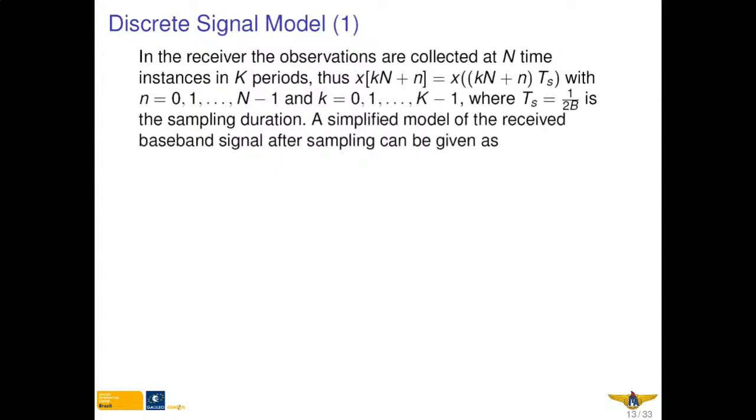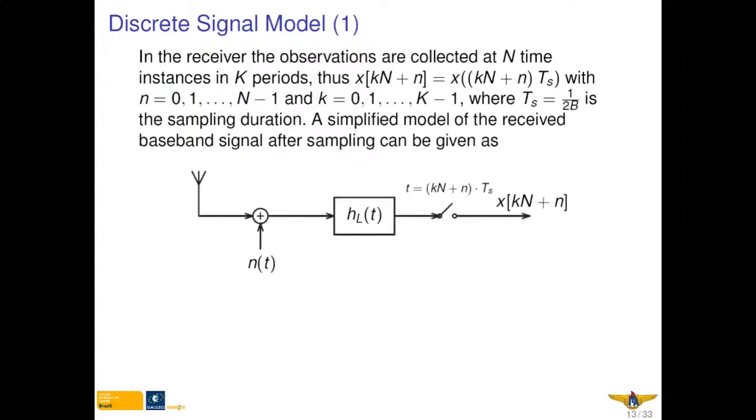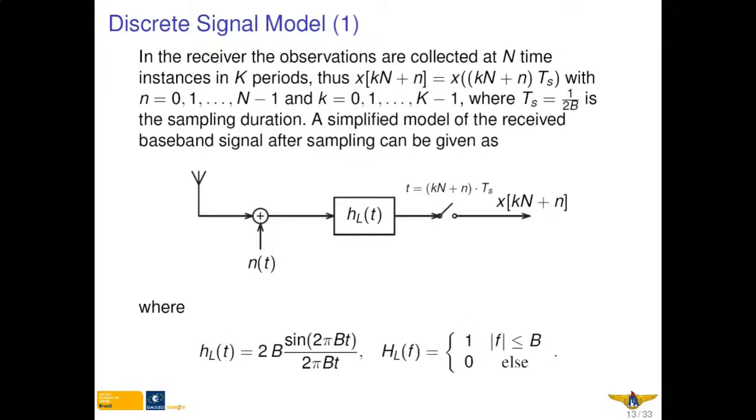A simplified model of the received baseband signal after sampling can be given as follows. This is a very simplified model, but it is very useful for what I want to show you in the following slides. We have the antenna that is receiving our signal, and the antenna and the amplifiers introduce additive Gaussian noise. Then we have the receive filtering, which is modeled by a low-pass filter of bandwidth B. Here, this is the Fourier transform of the low-pass filter h_L(t). After this low-pass filtering, we perform sampling and digitalization of the signal, and we arrive at this digital signal.